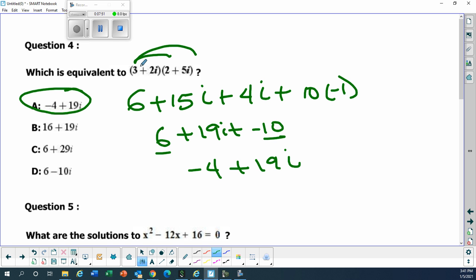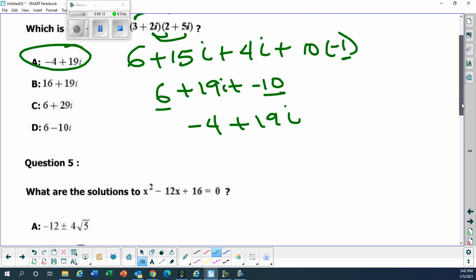Okay, so I just did FOIL. I did 3 times 2, 3 times 5, and then I did 2I times 2, which gave me 4I. 2I times 5I. So 2 times 5 is 10, but I times I, remember, I squared equals negative 1, and that's why I have this negative 1. Okay, that's how you guys can be doing it.